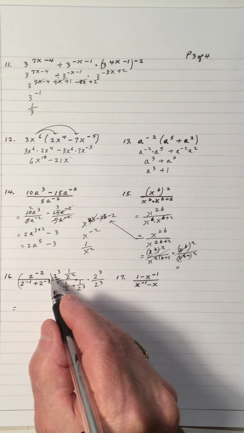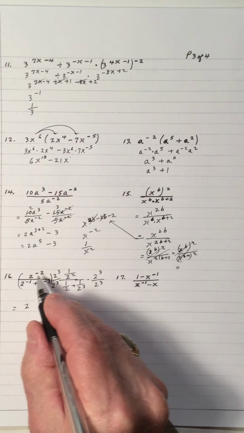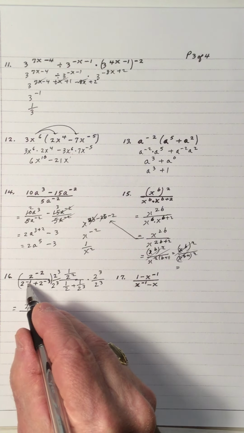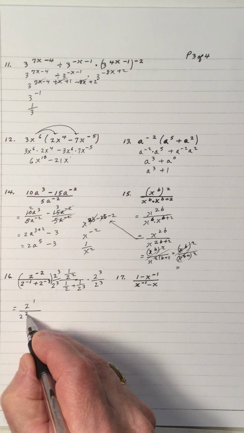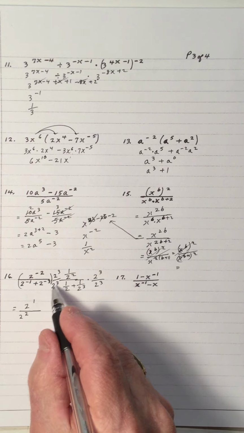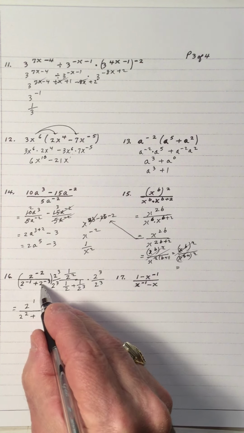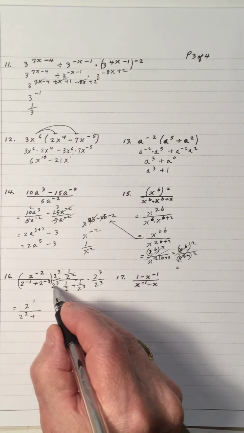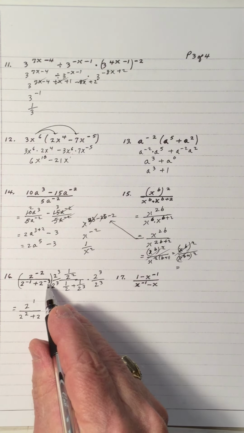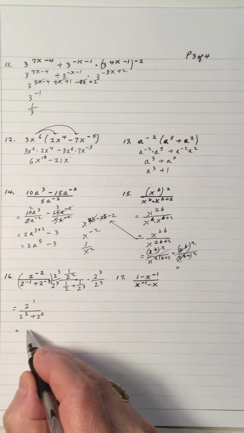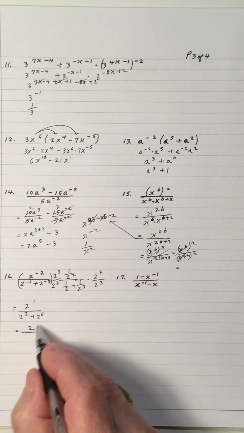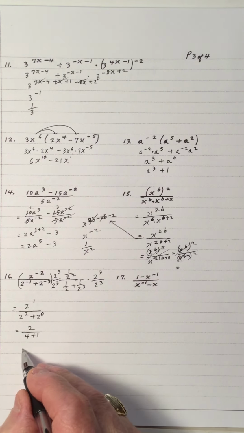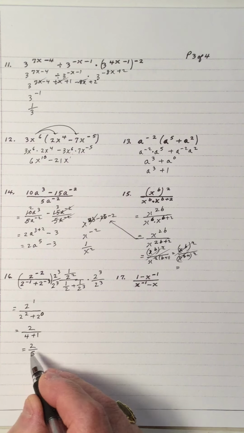2 to the negative 2 times 2 cubed, because you're multiplying, you add, you get a 1. Multiply 2 cubed by 2 to the negative 1, you get 2 to the 2. When you multiply, you add. Negative 1 plus 3 is 2. When you multiply 2 to the negative 3 by 2 to the 3, you add negative 3 and 3, you get a 0. So that becomes 2. 2 squared is 4. 2 to the 0 is 1. So that simplifies to 2 over 5.